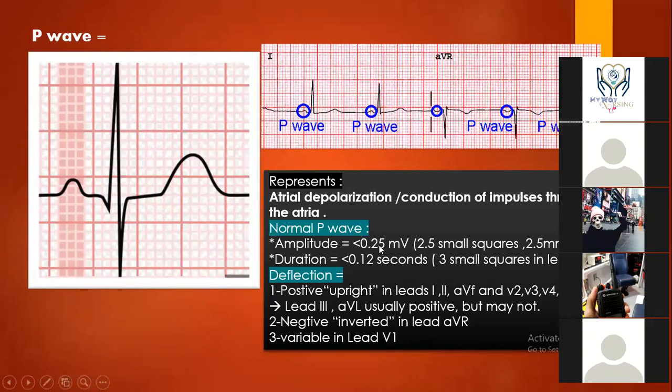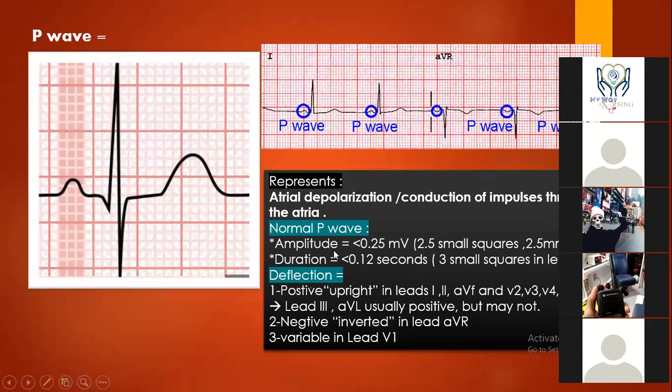Okay. P wave represents atrial depolarization, or contraction of the atrium. Here on the ECG paper you can find it. This is the P wave. It's the first signal in the waveform.